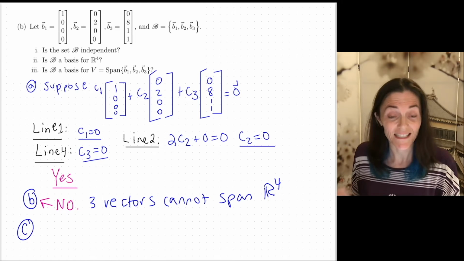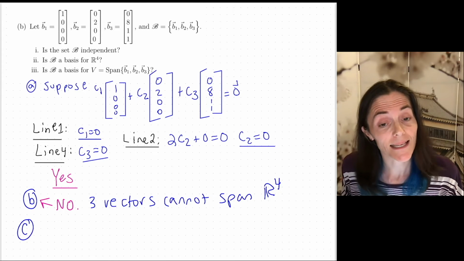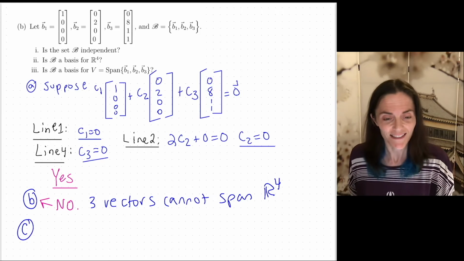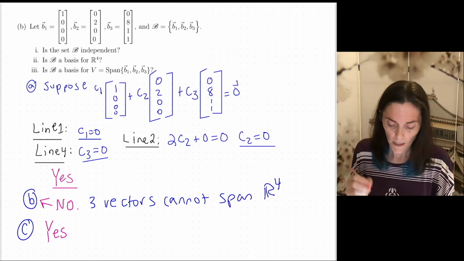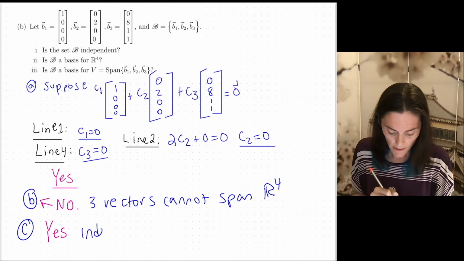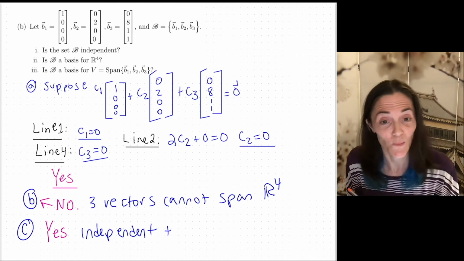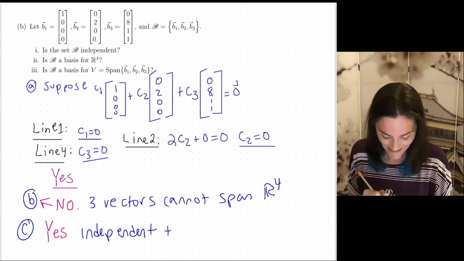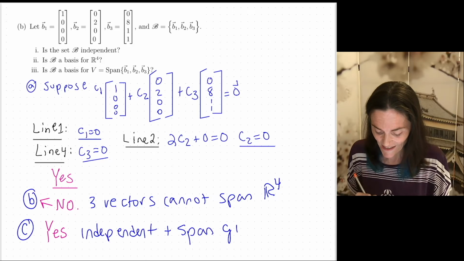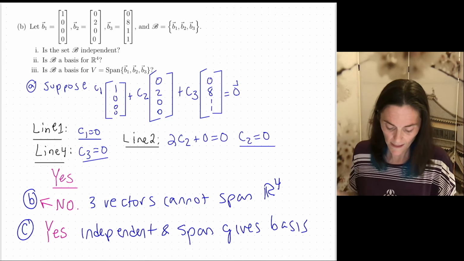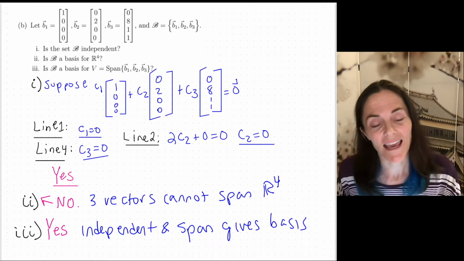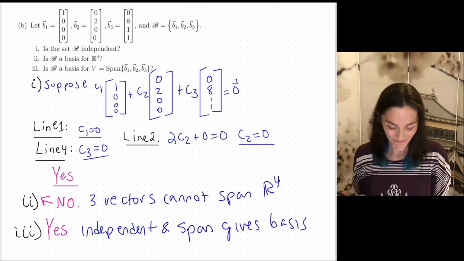And the final question, letter C: is this collection a basis for the span of those 3 vectors? And that answer is yes. Letter C is yes, because we already showed they're independent, and then I'm saying that they span some vector space. So independent and span gives a basis. Okay, so this is our justification on 2B.